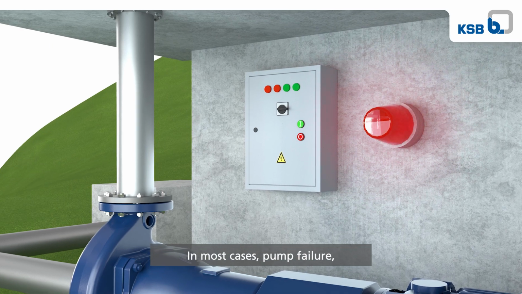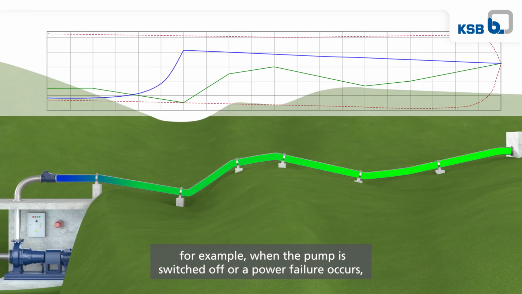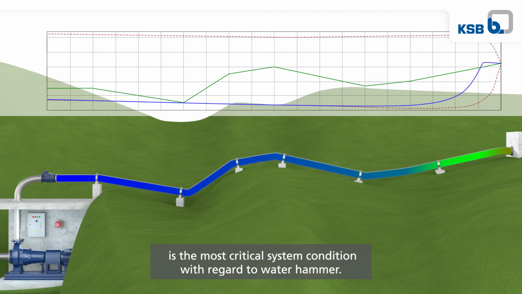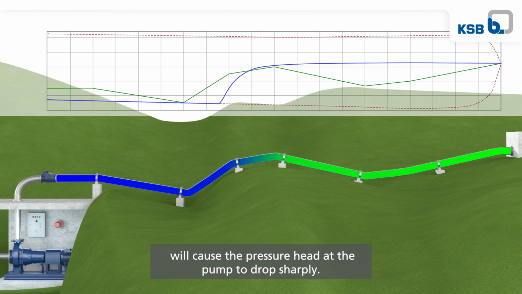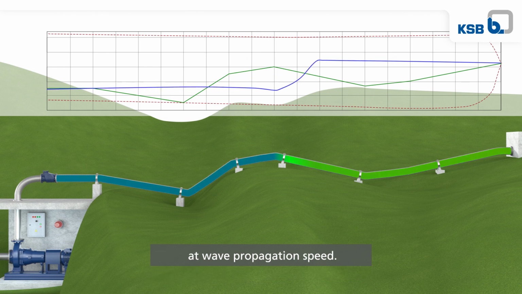In most cases, pump failure, for example when the pump is switched off or a power failure occurs, is the most critical system condition with regard to water hammer. A sudden pump failure will cause the pressure head of the pump to drop sharply. This low pressure wave will then travel through the entire pipeline at wave propagation speed.